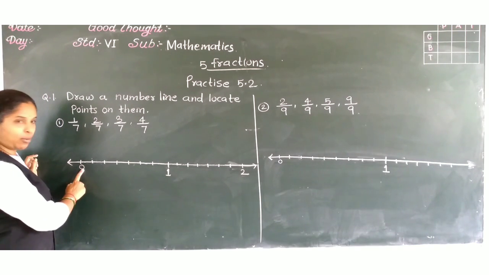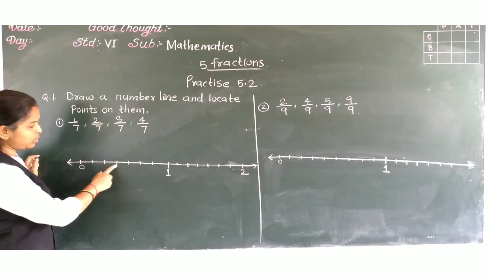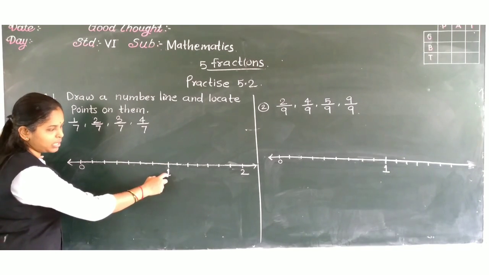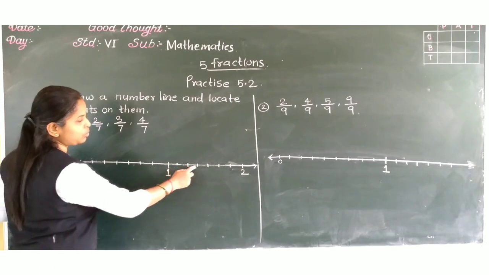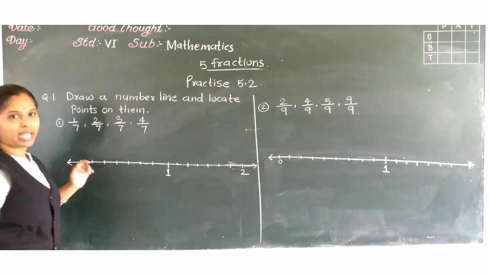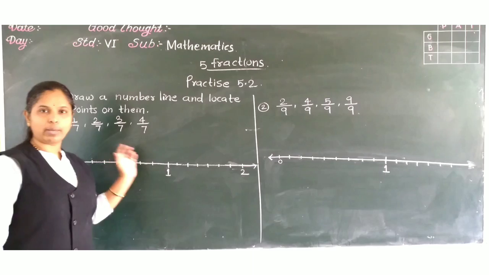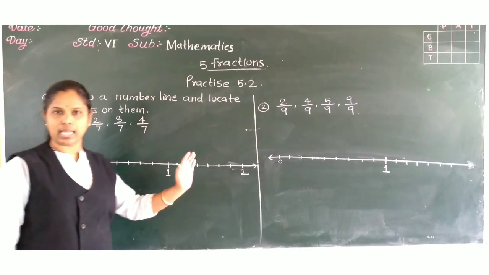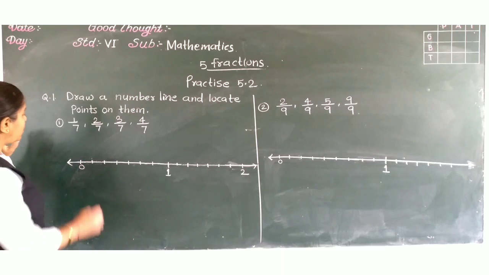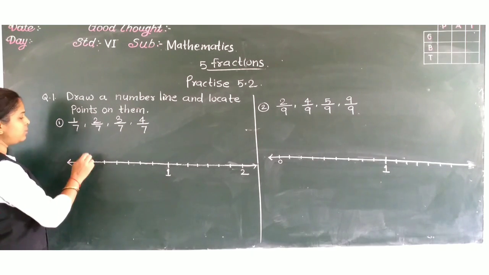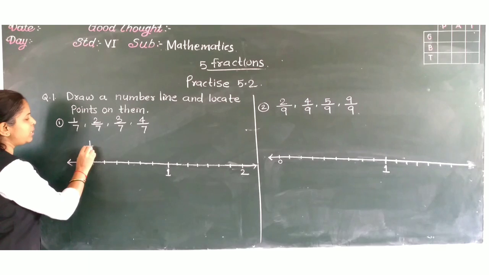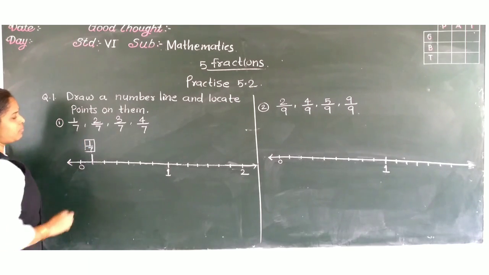So see here. From 0, see 1, 2, 3, 4, 5, 6 and 7. The 7th line means 1. Then 1, 2, 3, 4, 5, 6, 7, that is 2. Like that. Between 0 to 1, 7 parts. 1 to 2, 7 parts. Okay. Now 1 upon 7 means after 0, which line? On the first line. Here it will be 1 upon 7.